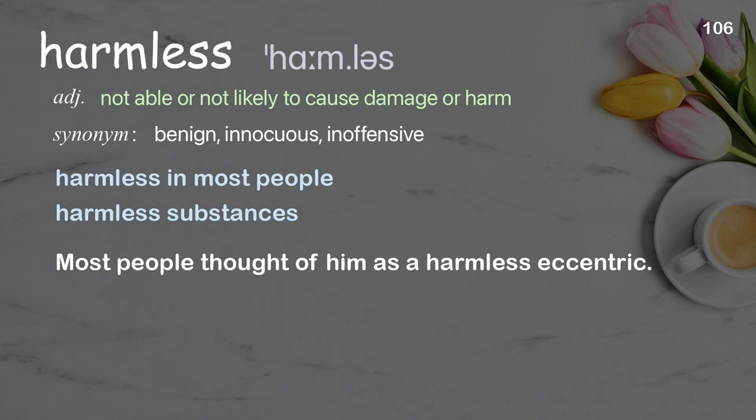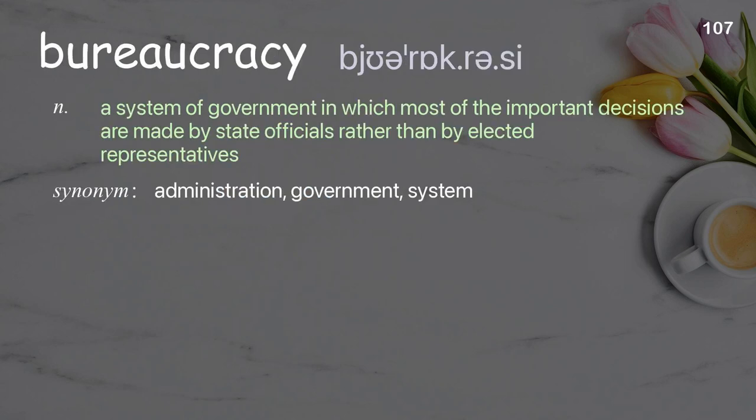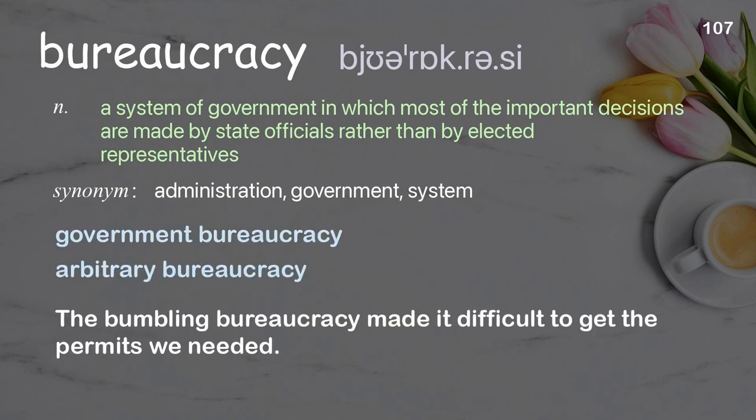Bureaucracy. A system of government in which most of the important decisions are made by state officials rather than by elected representatives. Examples: Government bureaucracy, arbitrary bureaucracy. The bumbling bureaucracy made it difficult to get the permits we needed.